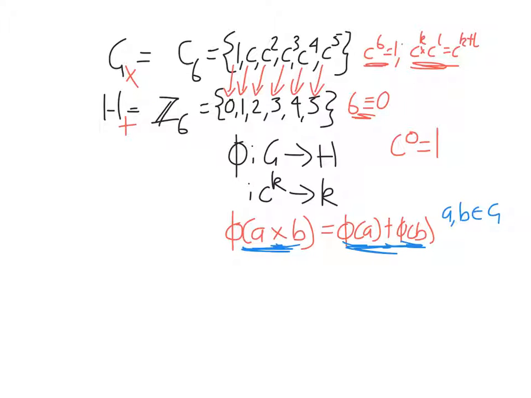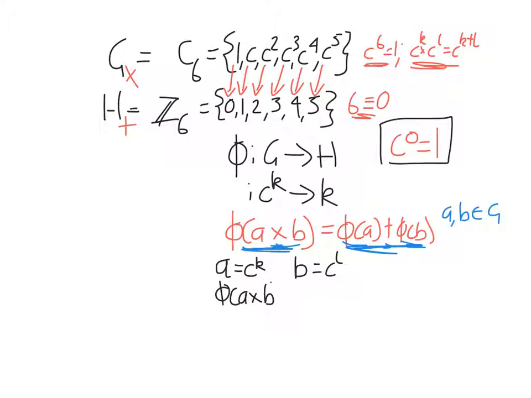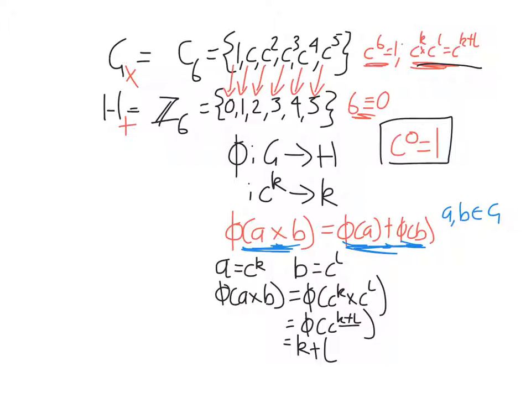So let's say that A is the element in G that is C to the power of K. I can write any element in G as C to the power of something because, as I said before, 1 is C to the power of 0. So let's let B be C to the power of L. Phi of A times B is just going to be phi of C to the power of K times C to the power of L. But that just equals C to the power of K plus L. What the map does is it takes the power of C and maps it to that element in H. So in H, that will just be mapped to K plus L.